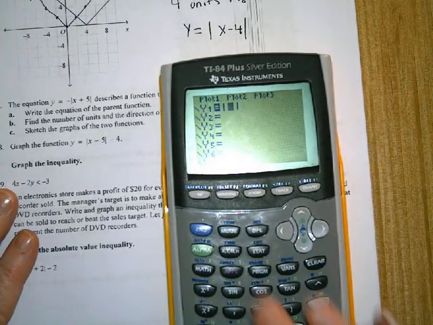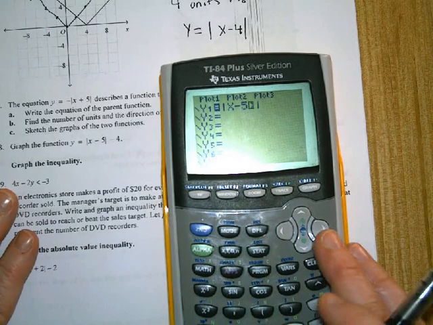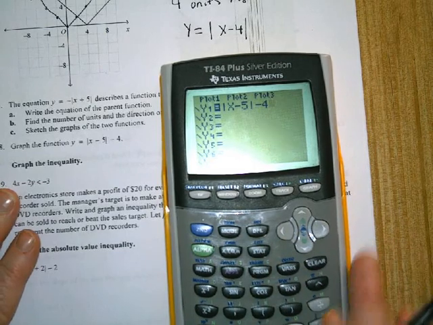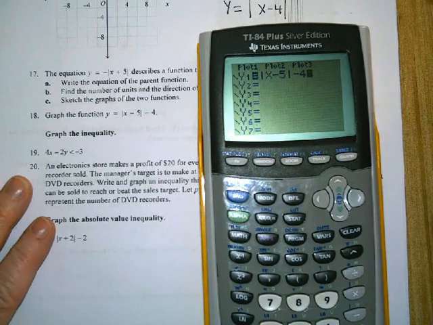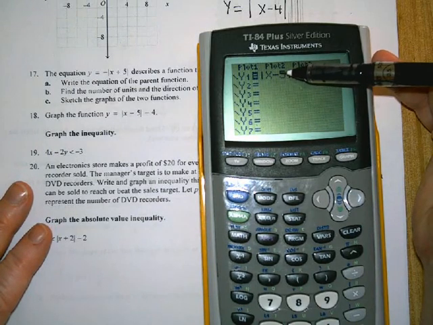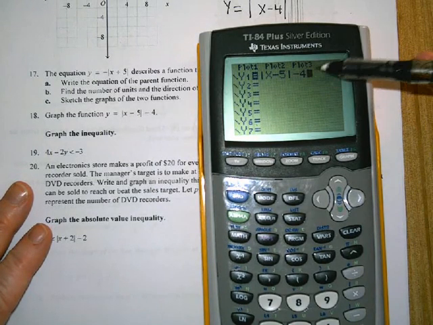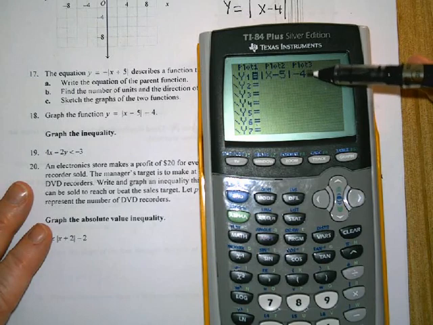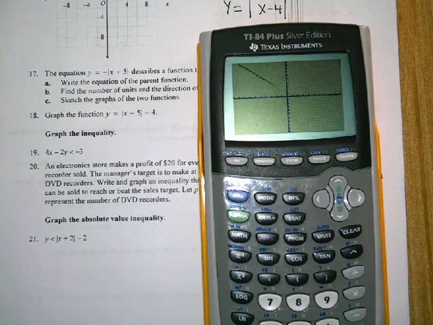It will be 5 units to the right, and then 4 below the x-axis. 5 units to the right, so it's going to do the opposite of whatever happens in here, and then 4 units below. It's going to do exactly what you expect for this. So that is your 18.